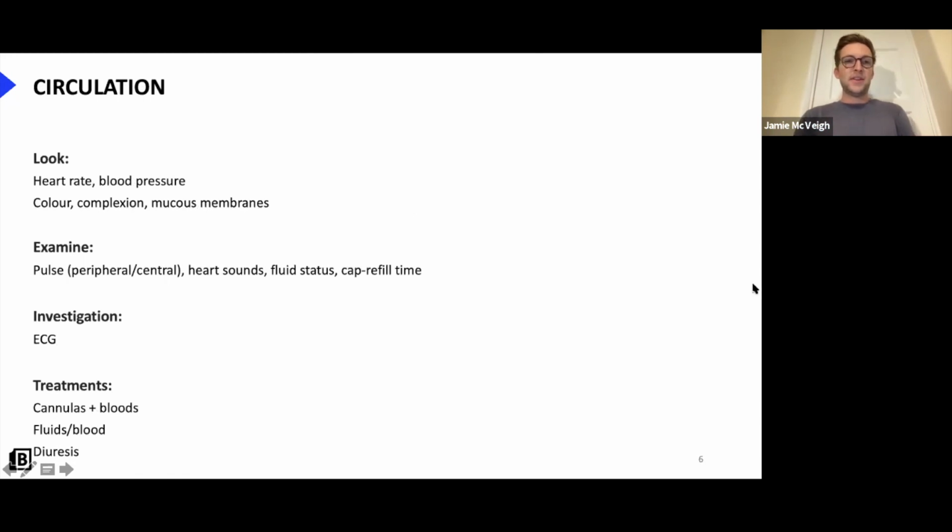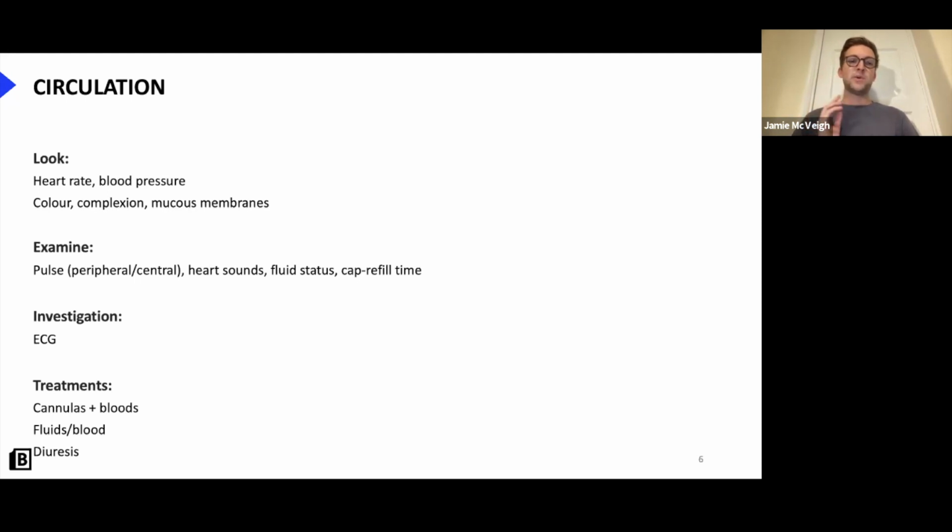So circulation, this is probably the one that you'll find most things are, you'll find the most problems, okay? Because typically circulation is what is deteriorated first in an acute setting, unless it is a lung pathology. So as before, we are examining, we're doing investigations, and we're going to treat them.